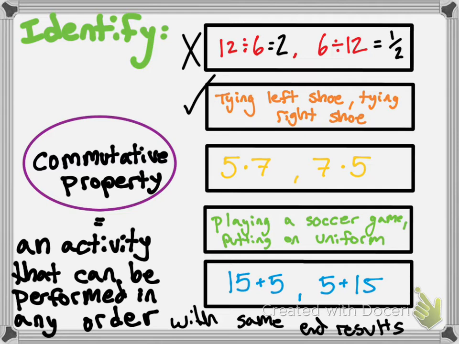5 times 7 and 7 times 5. What do we think? Are those the same thing using our participant button, yes or no? Yes, the majority of you said yes. It is the same thing. 5 times 7 is 35. And hey, 7 times 5 is 35. With multiplication, it doesn't matter what order you put them in. With division, it does.